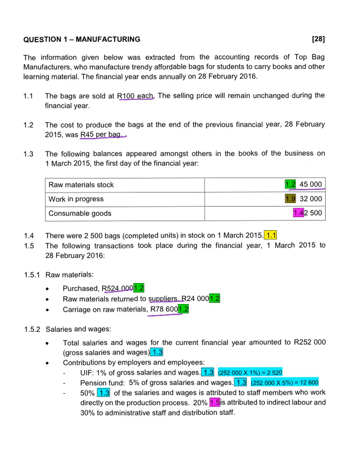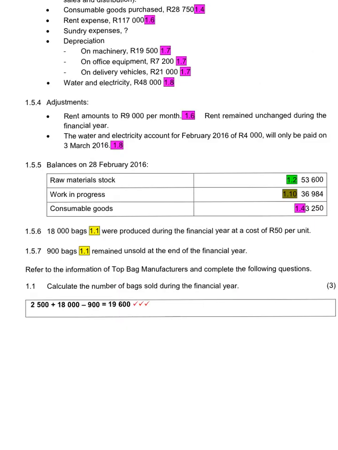So I will use my opening balance plus all the information about raw materials purchased, and I will deduct the raw materials that's left over at the end of the year because we didn't use this raw material, so it can't form part of the cost of finished goods in the manufacturing statement.